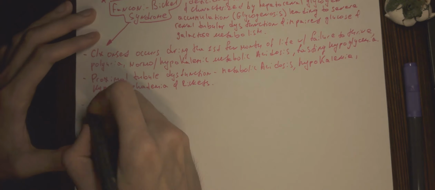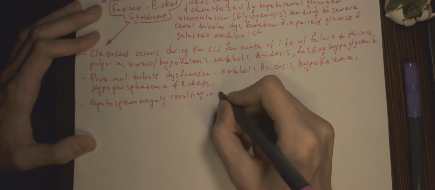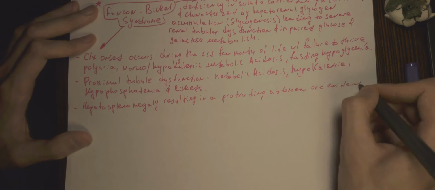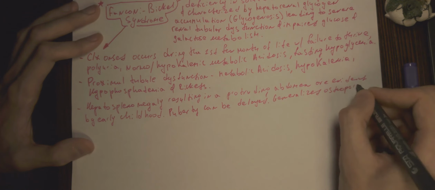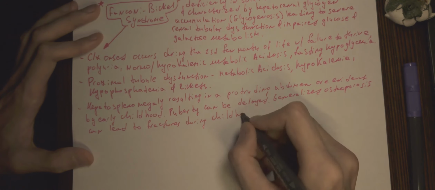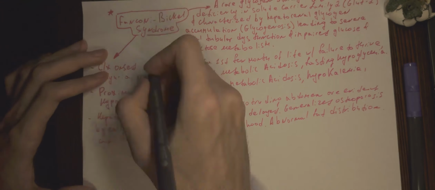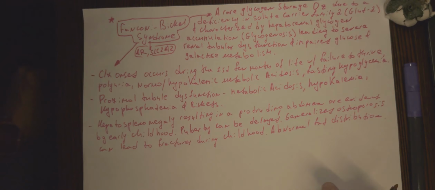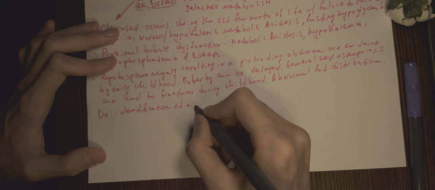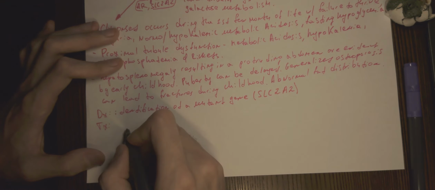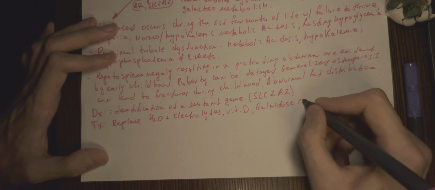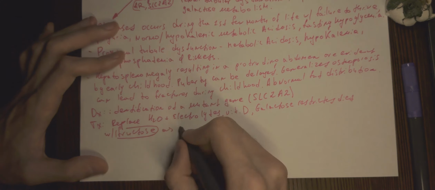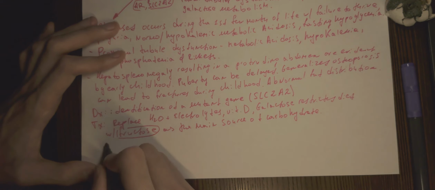Hepatosplenomegaly resulting in a protruding abdomen is evident by early childhood. Puberty can be delayed. Generalized osteoporosis can lead to fractures during childhood. Abnormal fat distribution can be seen. Diagnosis is done via identification of the mutant gene SLC2A2. Treatment: replace water and electrolytes, vitamin D, a galactose-restricted diet with fructose as the main source of carbohydrate, and during infancy, night feeding to avoid hypoglycemia.